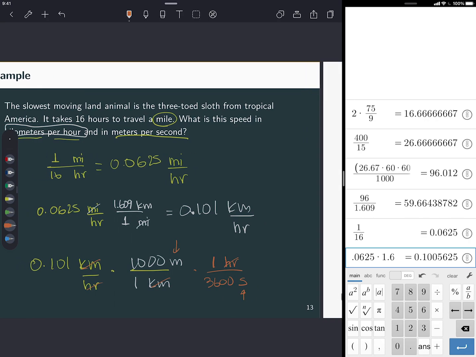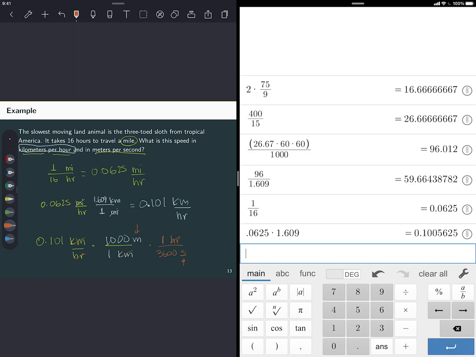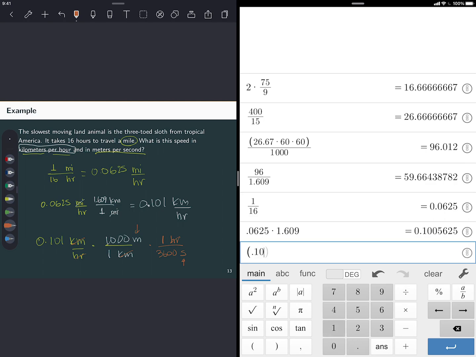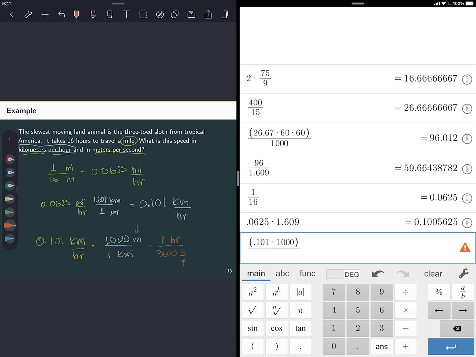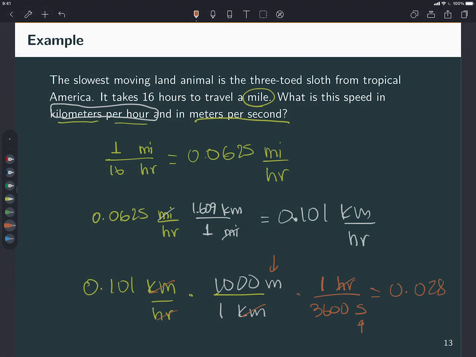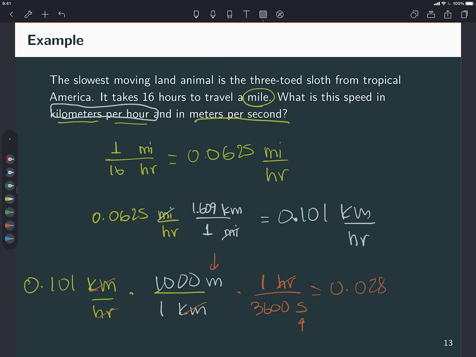So the operation I'm doing is, let me now write a parenthesis so you can put everything in the numerator. So put a parenthesis first, and I put the 0.101, then times 1,000, and then times a 1, I need to put that one. Then close the parentheses and do a division. And then I'm just dividing by 3,600, correct? There you go. So 0.028, and these units are meters per second.